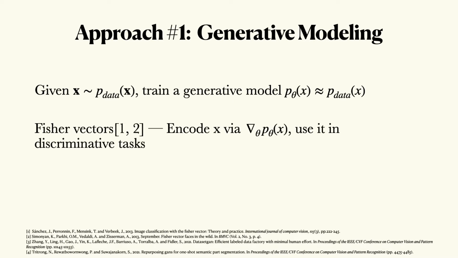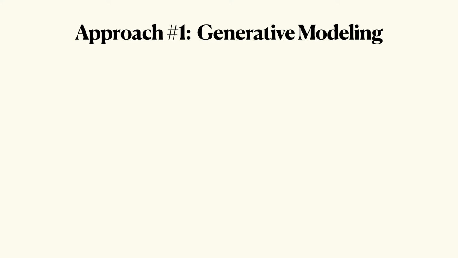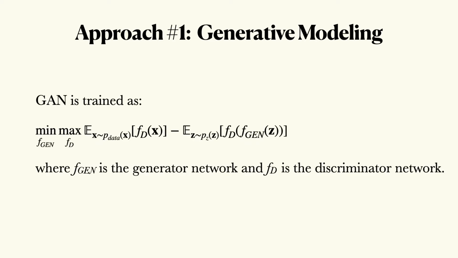In previous literature, Fisher vector representations have been used to encode the distribution of local descriptors in images using Gaussian mixture models. This can then be used for discriminative tasks. In recent work, representations derived from GANs trained for image generation, such as StyleGAN, have been used to solve a downstream few-shot segmentation task. Generative adversarial networks are trained using a minimax objective where a generator network tries to mimic the data distribution while the discriminator tries to differentiate between real and fake.